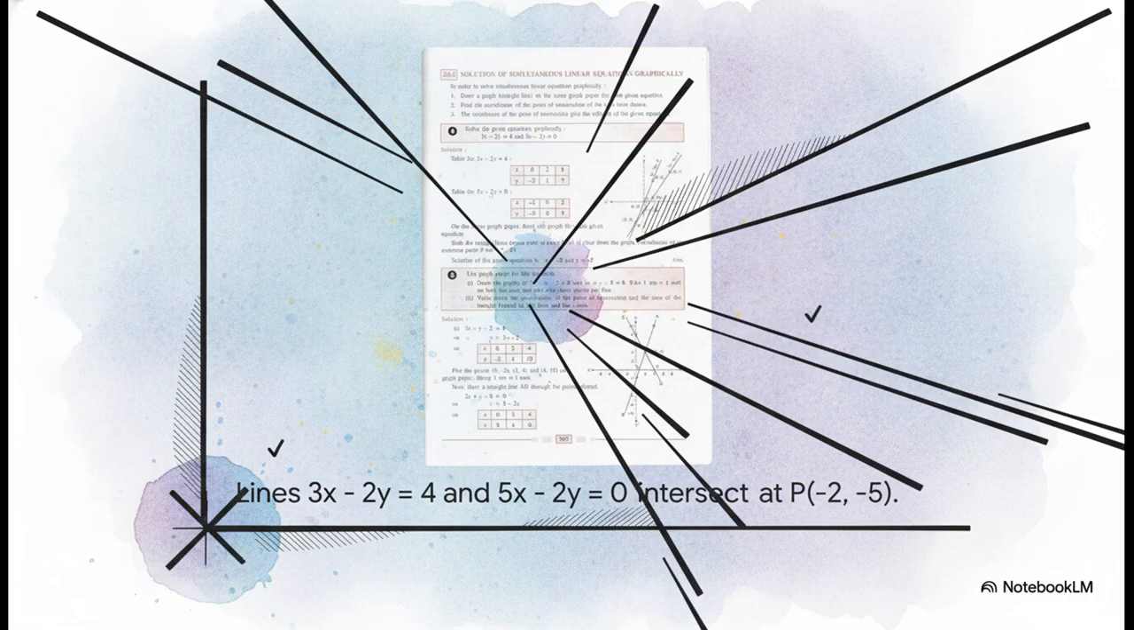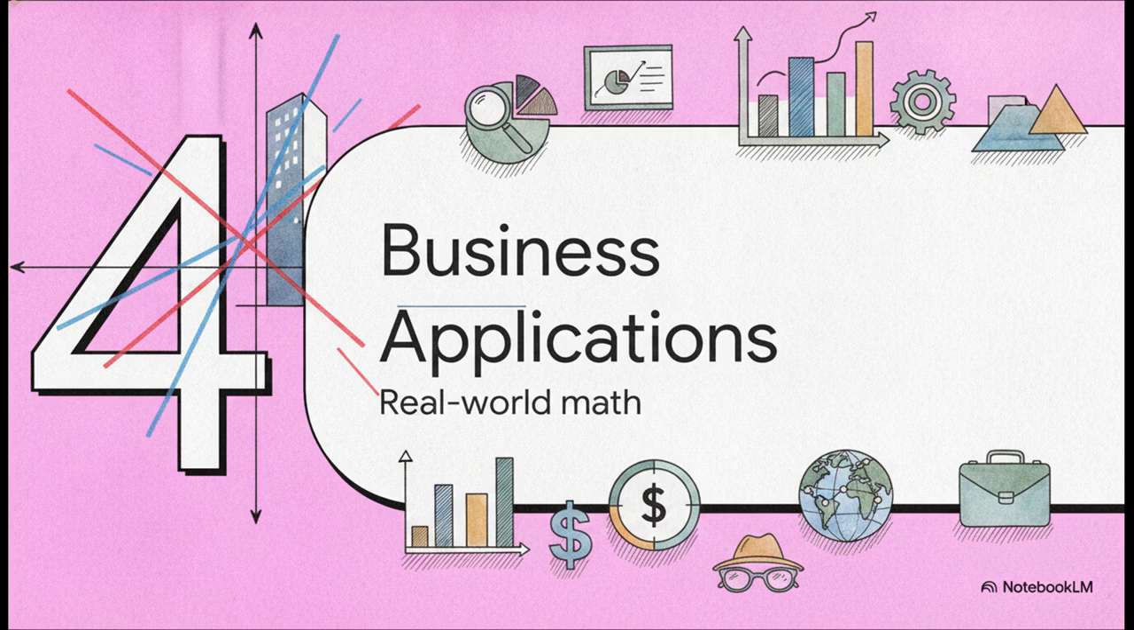It is the definitive, unique solution that satisfies both equations at the exact same time. That visual crosshair literally gives you the exact algebraic answer. Which brings us perfectly to Section 4, real-world business applications. Let's see why this mathematical intersection actually matters in the real world.